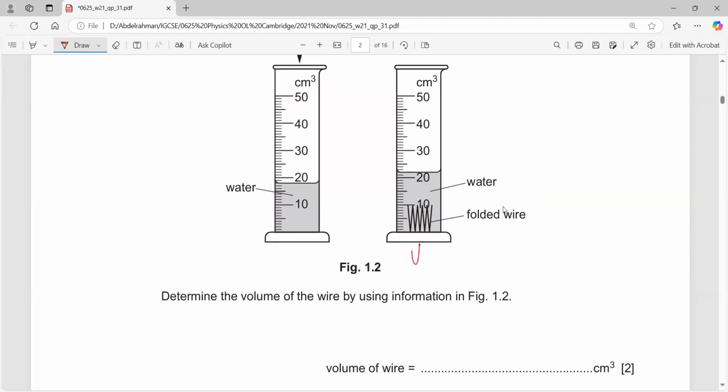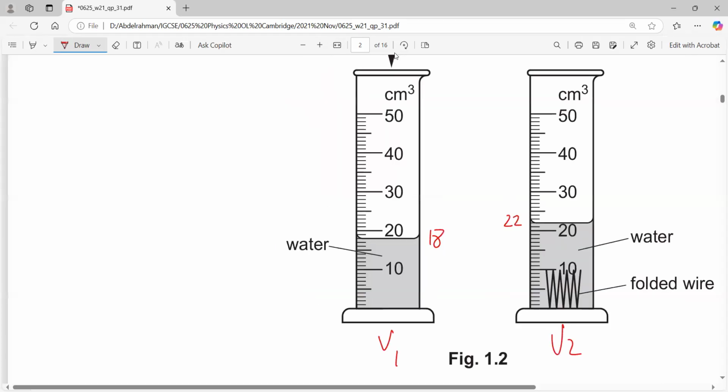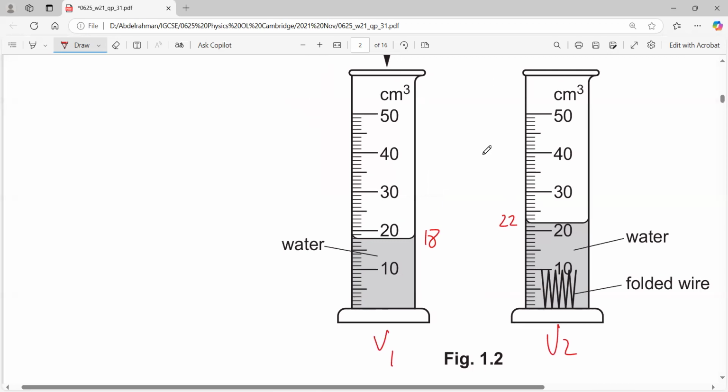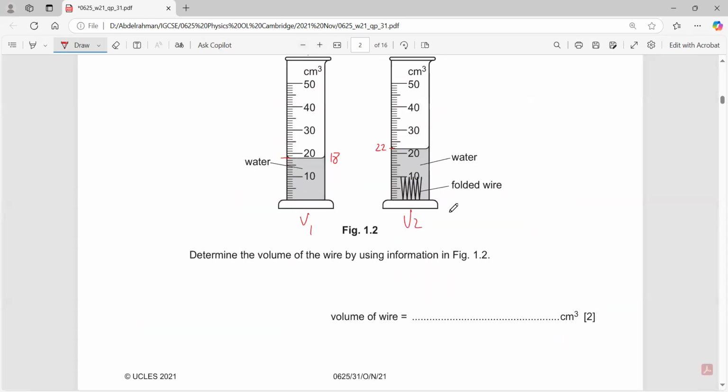V2 minus V1. V2 was 22 and V1 was 18. Again, if I zoom in, we always take the volume of the water from the bottom of the meniscus. So the volume is actually 22, not 23, and the volume in this figure is 18, not 19. Why? Because we take the reading from the bottom of the meniscus. One of the precautions we said in paper 6. So it's 22 minus 18, which is 4.